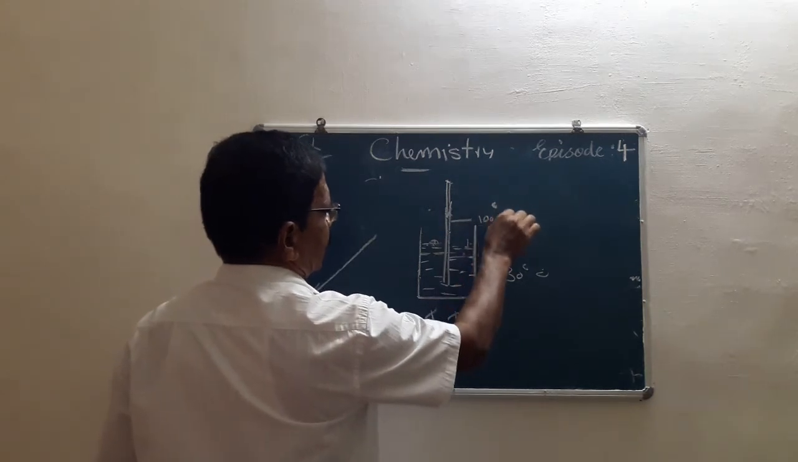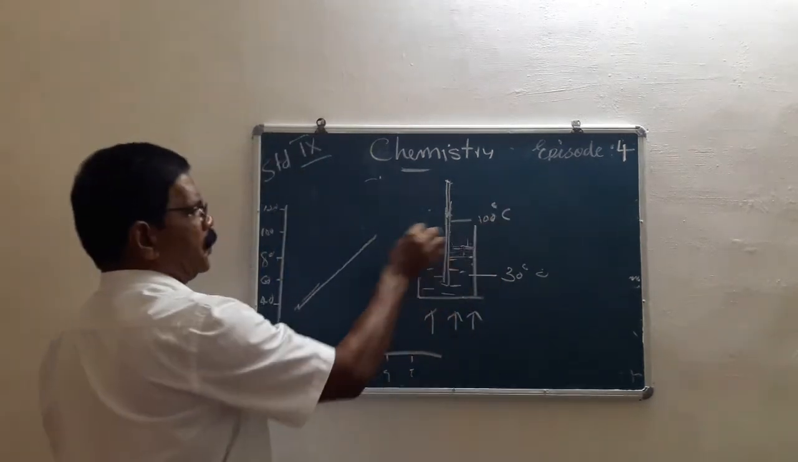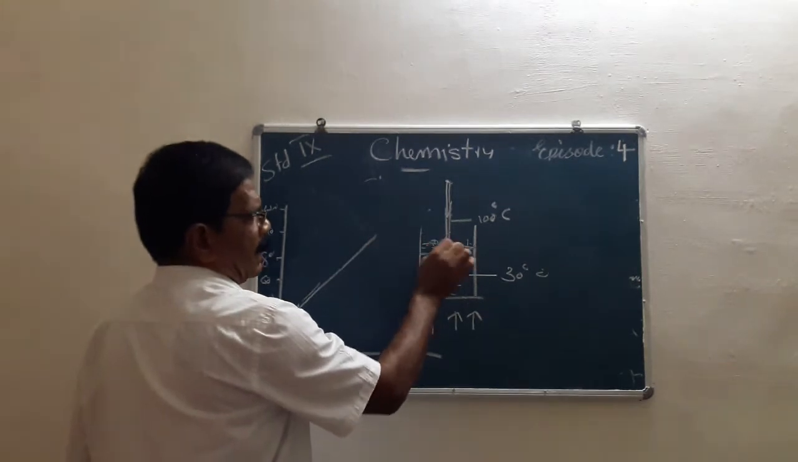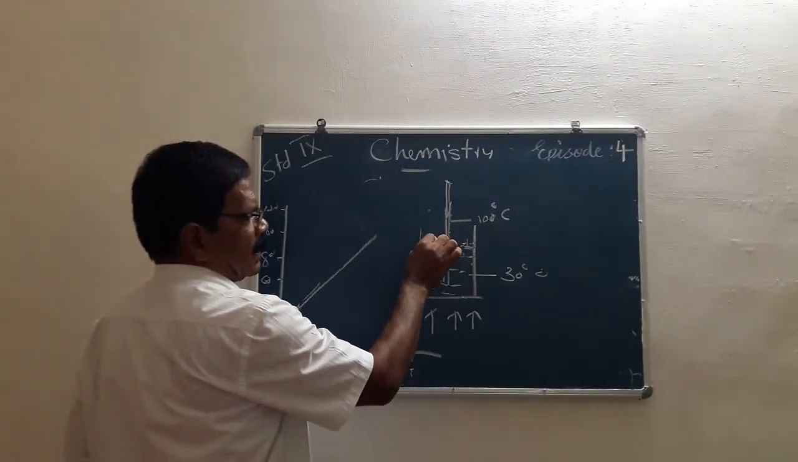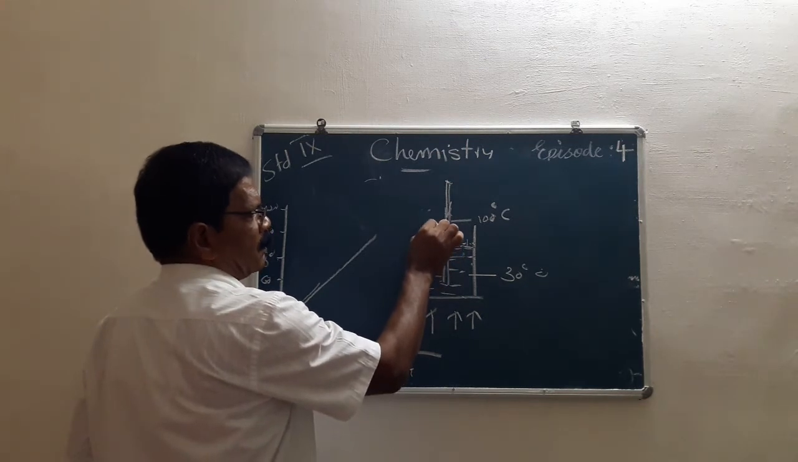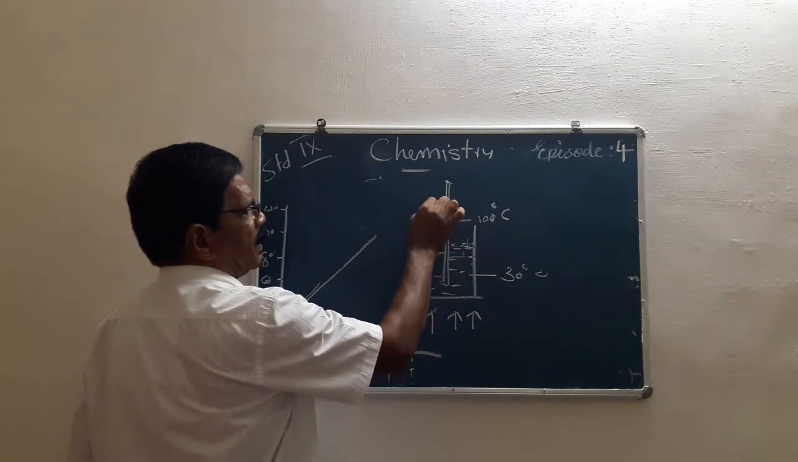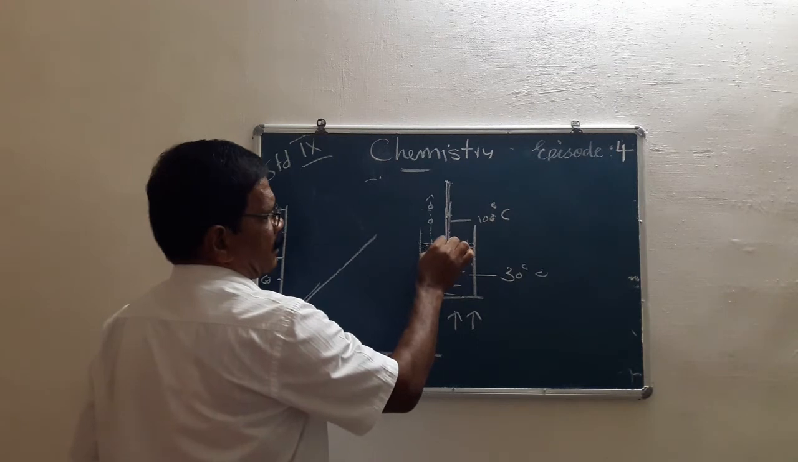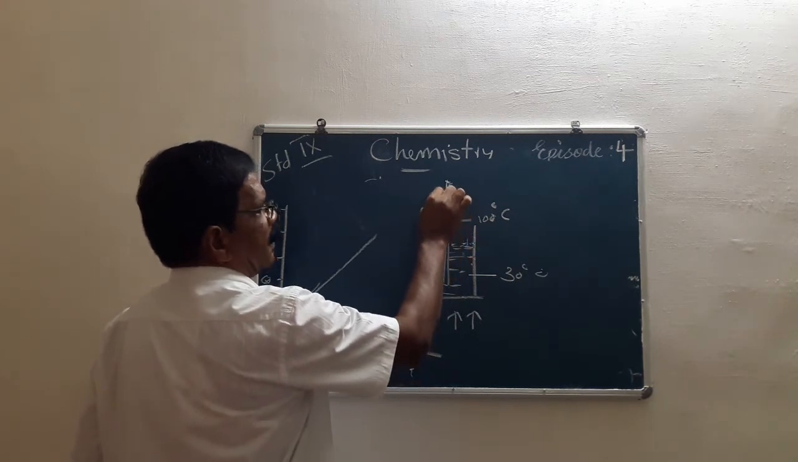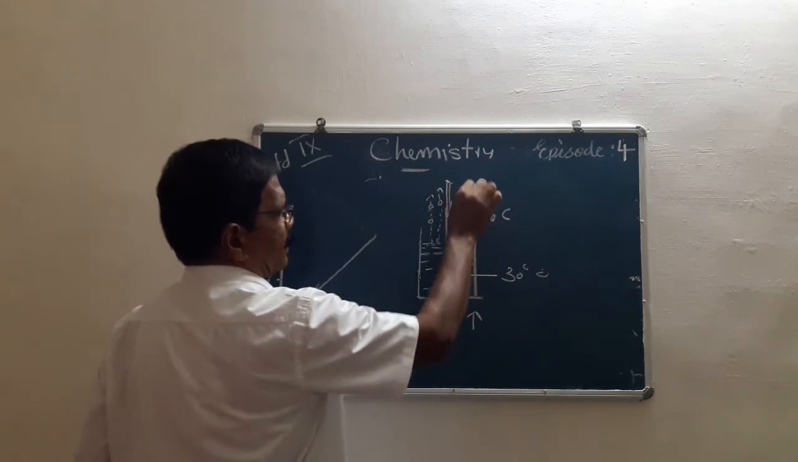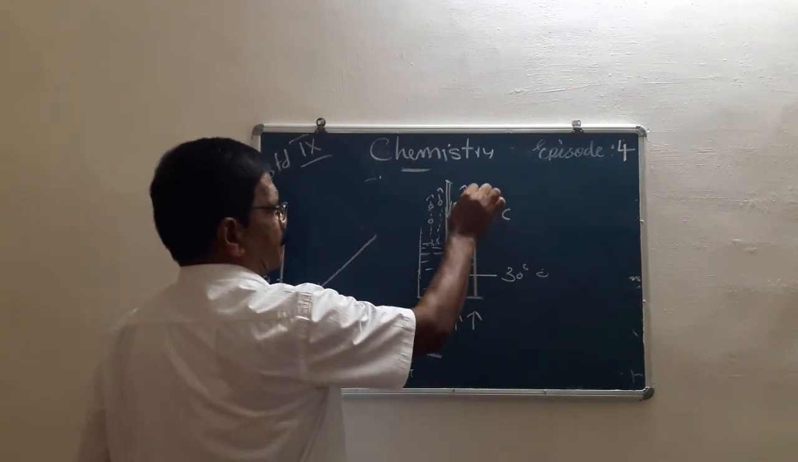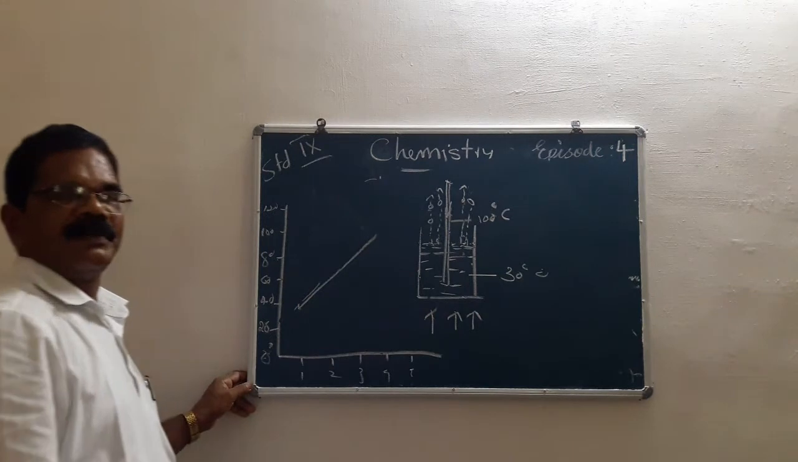At 100 degrees Celsius, the water began to boil. Then what happens? We see that the water molecules one by one go upwards. At 100 degrees Celsius, the water molecules one by one go upwards.